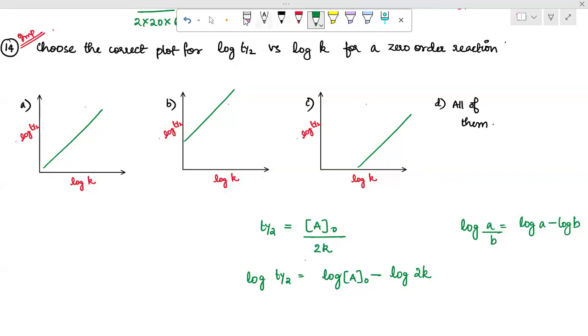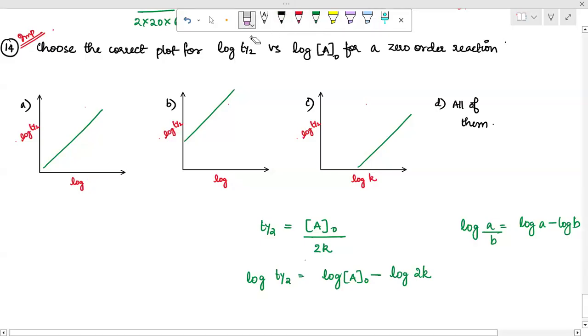Okay, there was a mistake in the question. It's not log t half versus log K, it's log A. I'm sorry. It's not K, it's A. Fine.